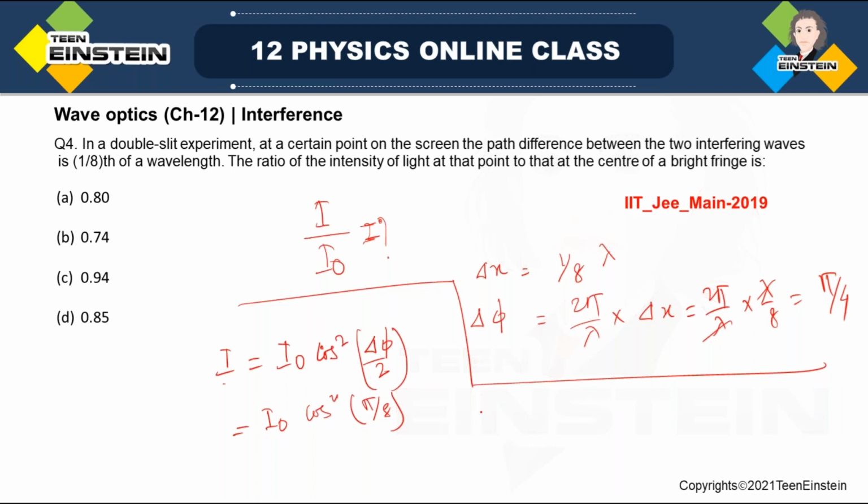So we can write that the intensity at any point to the intensity of the central point is obtained as cos square pi by 8. That is actually 0.923, something like this, and whole square of it. So this will be nearly equal to 0.85. So option D would be the correct answer for this question.